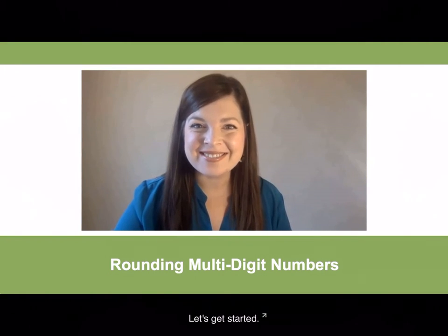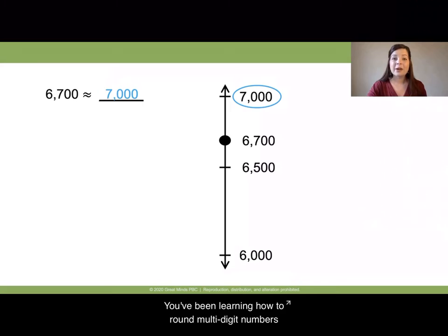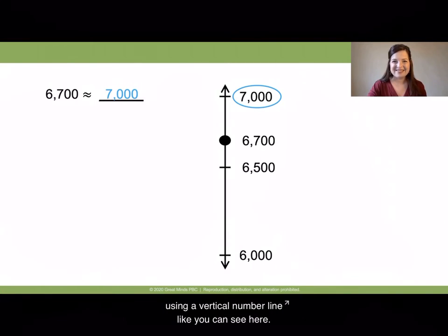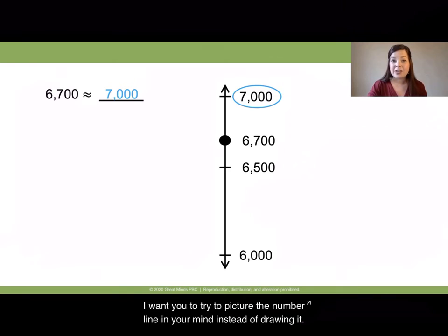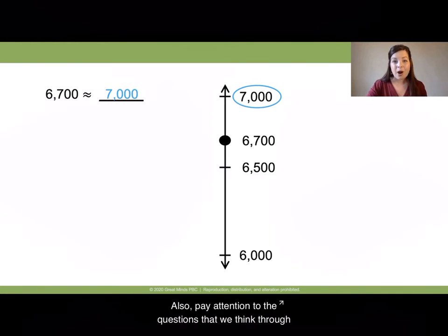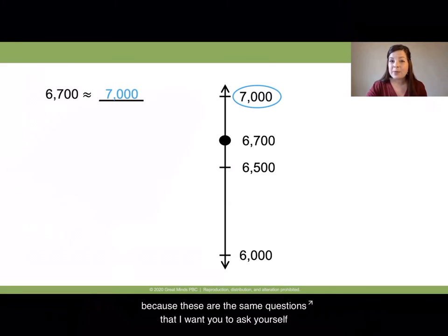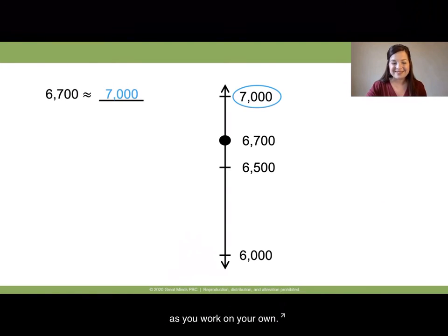Let's get started. You've been learning how to round multi-digit numbers using a vertical number line like you can see here. Today, as we continue rounding multi-digit numbers, I want you to try to picture the number line in your mind instead of drawing it. Also, pay attention to the questions that we think through as we round these numbers, because these are the same questions that I want you to ask yourself as you work on your own.